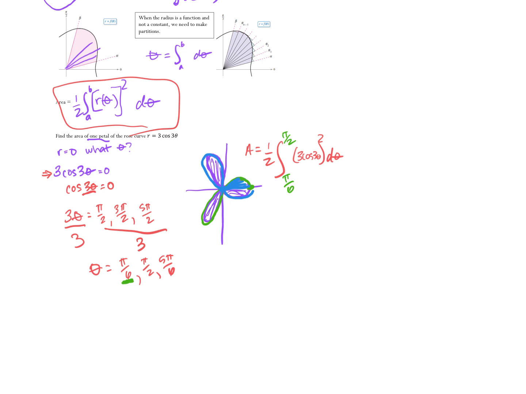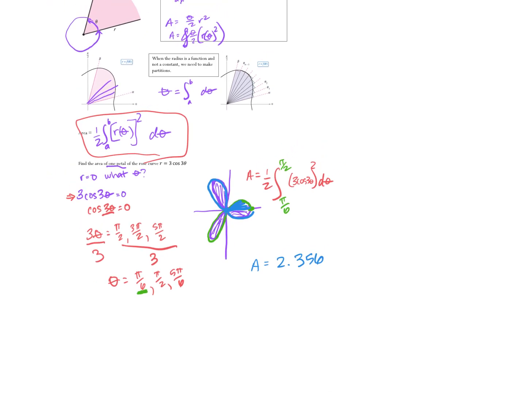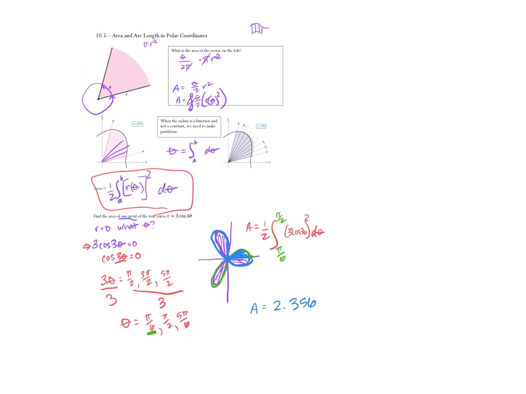And, guys, I got, oh, I typed this in wrong. I can tell that I typed it in wrong. And y'all, I got that my area equaled 2.356. So hopefully you guys are getting the same thing here. So let's look at some other examples.